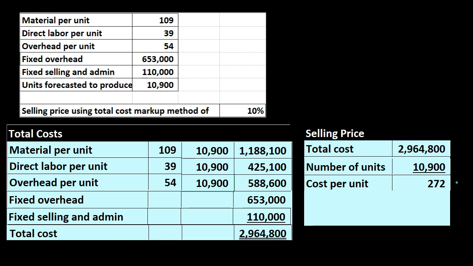Now we just need to take that number and put a markup on it. Now the markup is 10%. So we're just going to increase by the 10% for the markup. So we're going to say the markup is going to be 27, which is 272 times 10%.